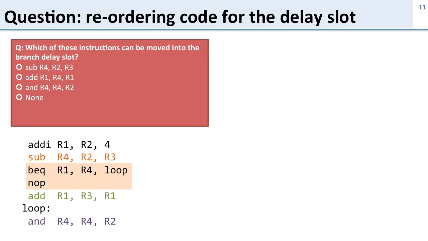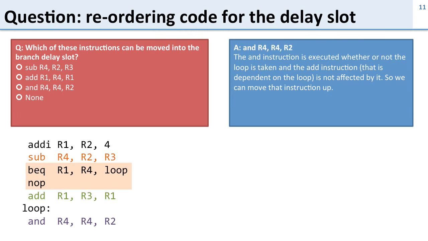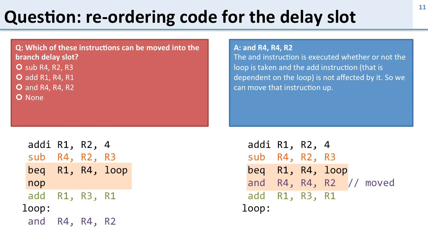Here's a question. Look at the code down below here: which of the instructions that are highlighted can we move into the branch delay slot? The answer here is that we can move the AND instruction. The AND instruction here is executed whether or not the loop branch is taken, and it's independent of the branch. So we can go ahead and move it up there and put it in the branch delay slot, and make our code shorter and make it run faster.